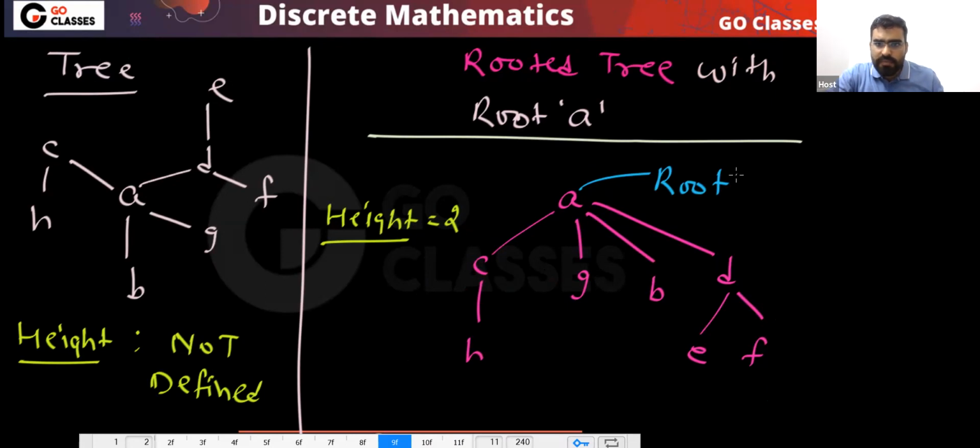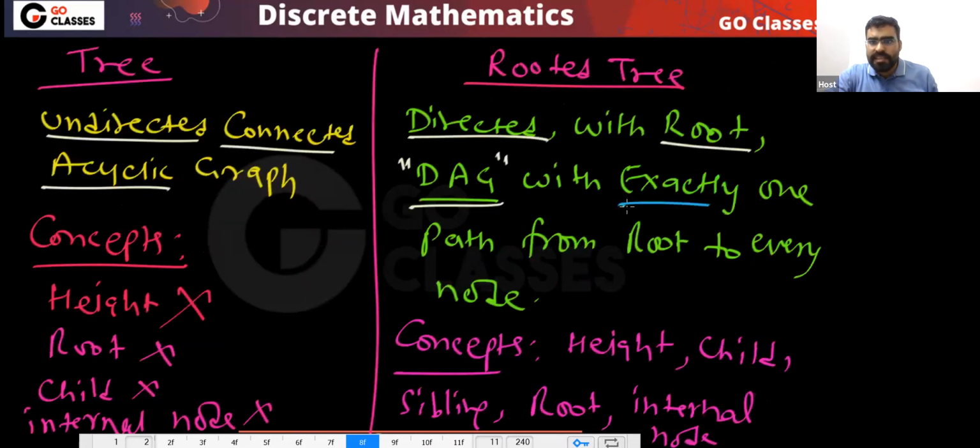Now, Arpan is saying that from A to F, from A to E, there is a unique path. From A to E, this is the definition: exactly one path from root to every node. From root to any node, there is exactly one path.